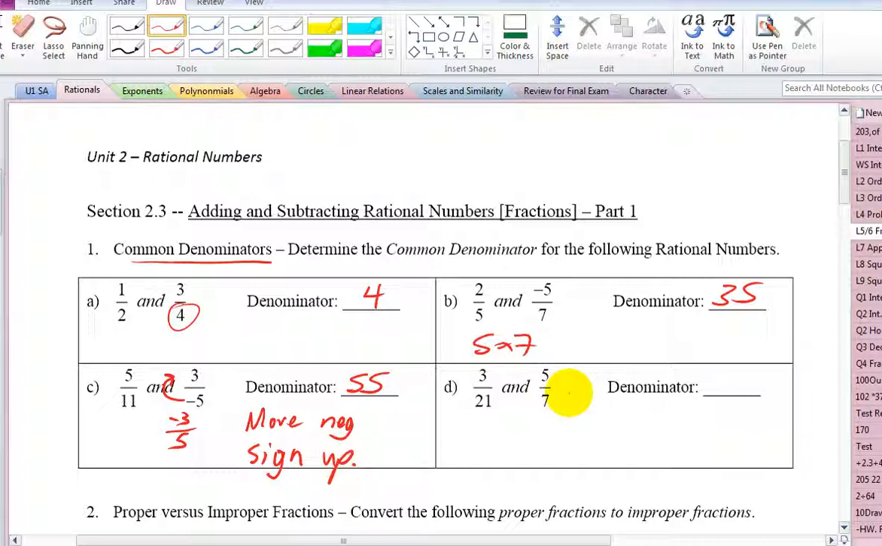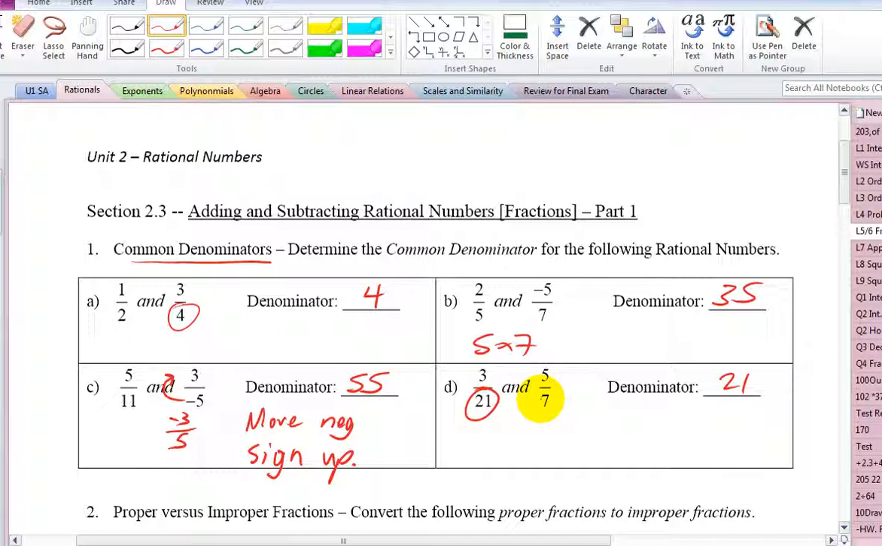21 and 7? 21. So again, sometimes it's way easier to use one of the numbers rather than going 21 times 7 and always doing that. Yeah, that would work, but it's so much bigger numbers and you got to reduce a lot. Okay? Any questions about a common denominator?